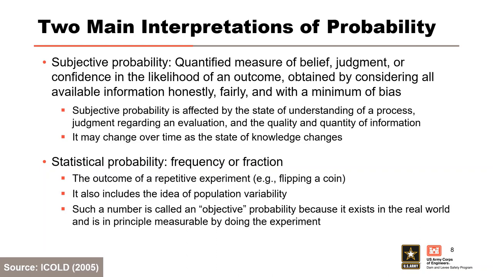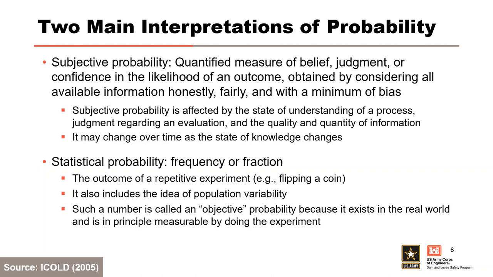The Corps of Engineers considers statistical probabilities during risk assessments, but leans more heavily on subjective probability. The Corps is a little behind on this, but has been collecting and compiling data on dam and levee incidents, which will be used to calculate a rate of occurrence for different mechanisms. This data, when it is ready, can be considered during a risk assessment.